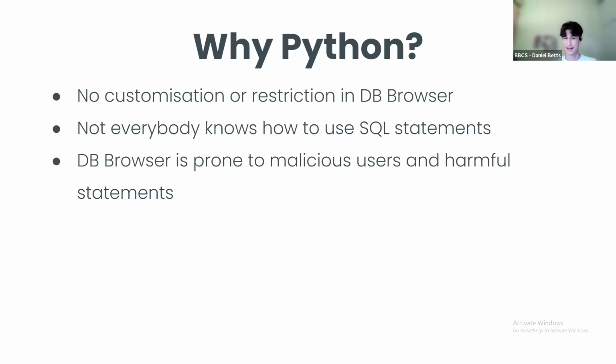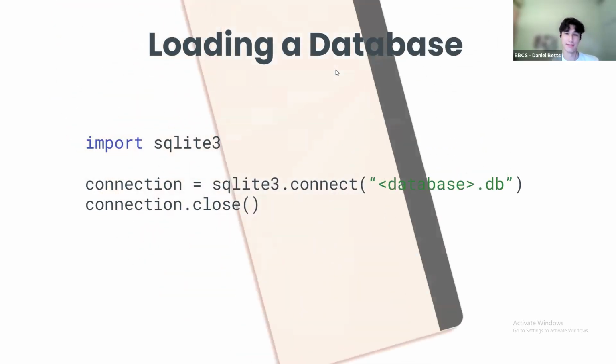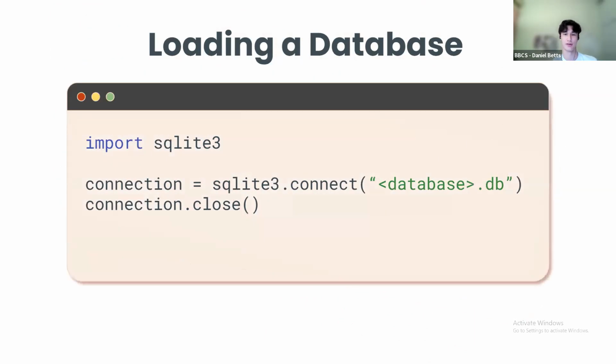So in this case, you'll be learning how to use Python. To connect to a database in Python, this is the first line of code you must always type: import sqlite3. This is just a library in Python that helps us interact with databases. The second line is connection equals sqlite3.connect, and in inverted commas is the name of your database file. This little line of code allows us to connect Python to the specific database you are working on.